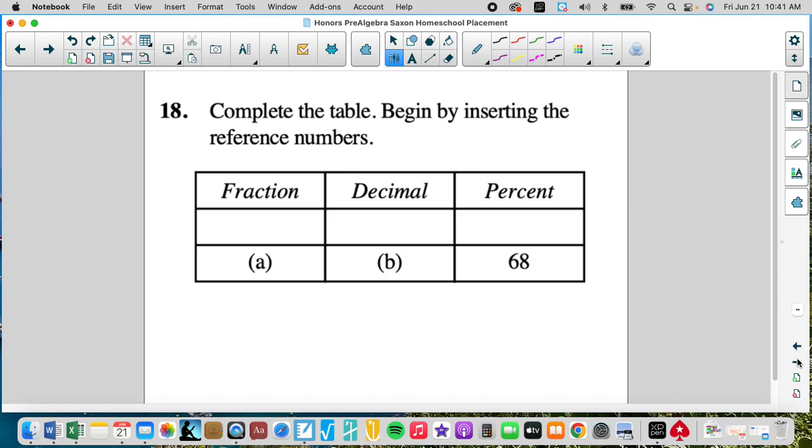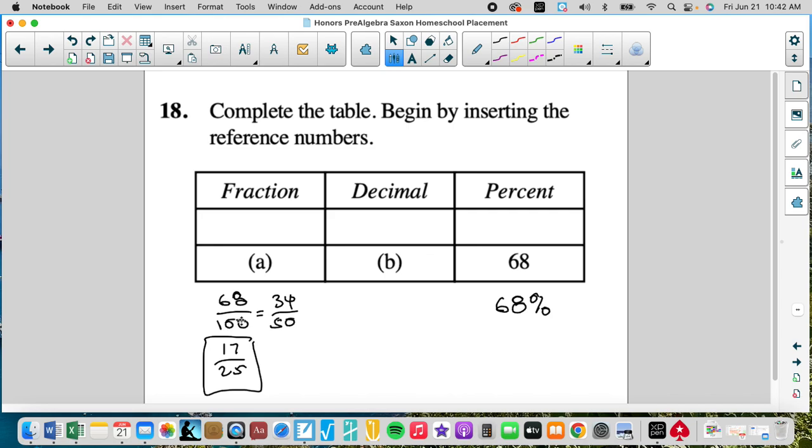Complete the table. Begin by inserting the reference numbers. So 68% is equal to what as a fraction? Well, as a fraction, 68% is 68 over 100. We can't leave it as 68 over 100. We're always going to reduce our fractions. And that becomes 34 over 50, which becomes 17 over 25. So the fractional value is 17 over 25.